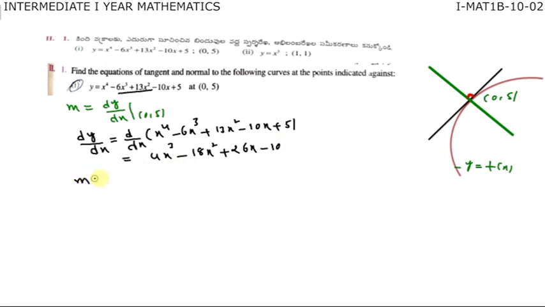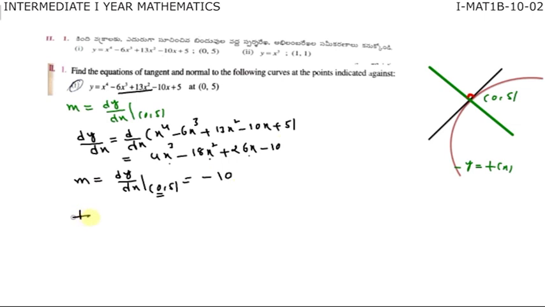Now m is equal to dy by dx at 0, 5. So instead of x, substitute 0 there. So this is 0, this is 0, this is 0. Overall I will get minus 10.